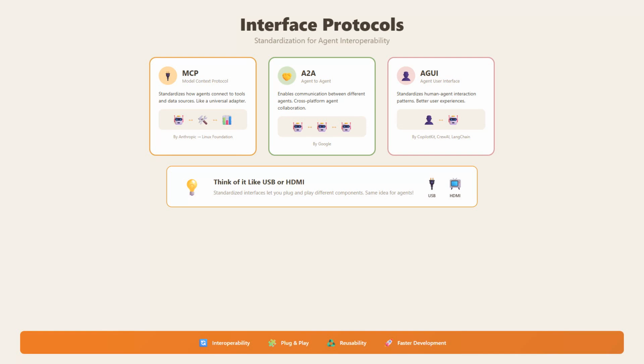The benefits are significant. Interoperability means you're not locked into specific vendors or frameworks. Plug and play means faster development, since you don't need to build everything from scratch. Reusability means that tools and capabilities built once can be used everywhere. This ecosystem approach will accelerate what's possible with agentic systems.